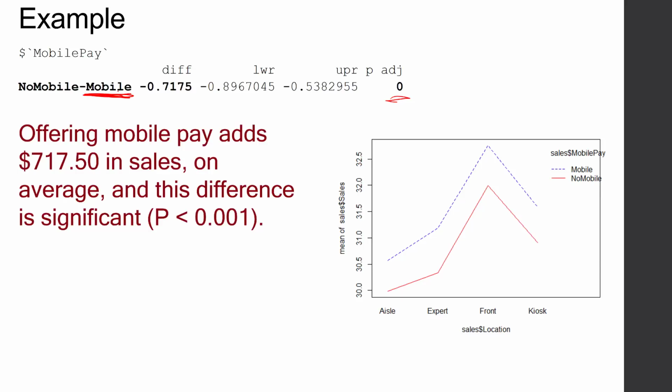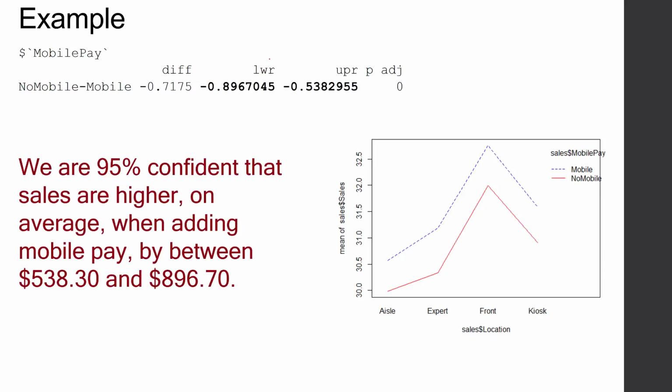We could, of course, just interpret that confidence interval. We've got the lower and upper bound for a confidence interval for that difference. And we would interpret that we are 95% confident that sales are higher on average when adding mobile pay by between $538.30 and $896.70. Remember, we take no mobile minus mobile and get negative numbers. It means mobile's bigger by the positive amounts that are listed here.